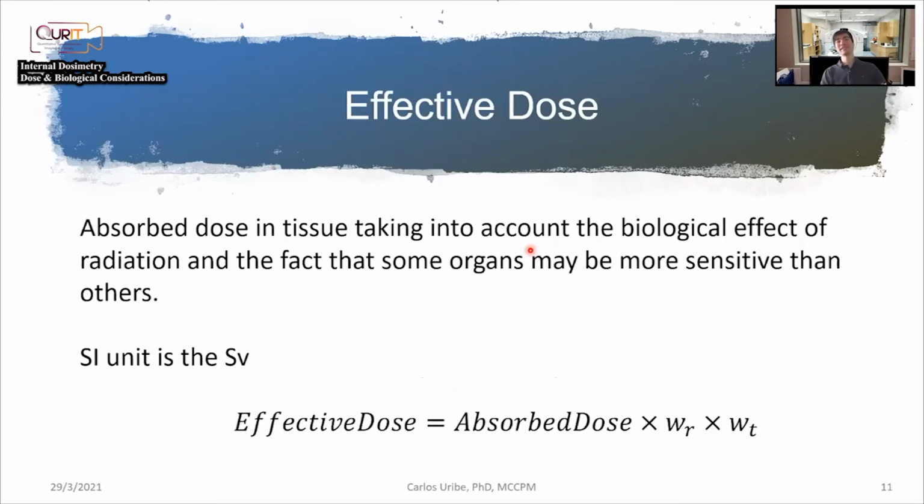We have an extra unit that is called effective dose. And the effective dose is the absorbed dose in tissue, taking into account the biological effect of the radiation and the fact that some organs may be more sensitive than others. So then we also come up with what we call the tissue weighting factors. So I'm adding another factor here. So effective dose is absorbed dose times the radiation weighting factor, that's equivalent dose, times the tissue weighting factor, then now we have effective dose. And the units are also sievert.